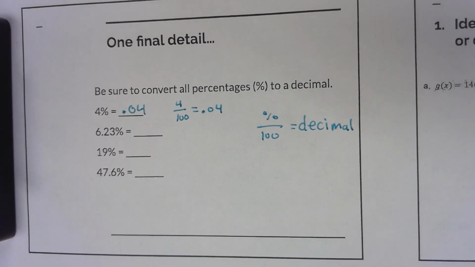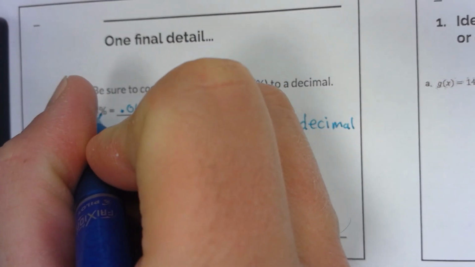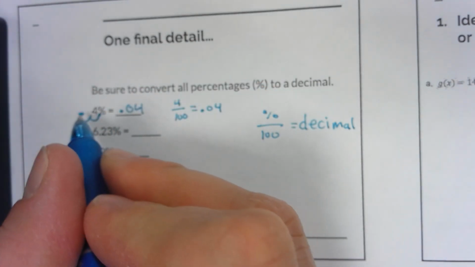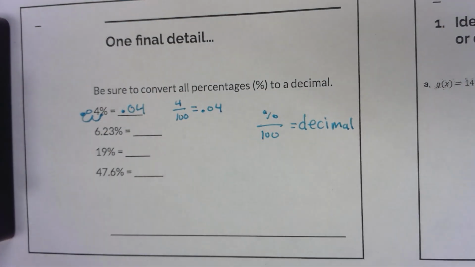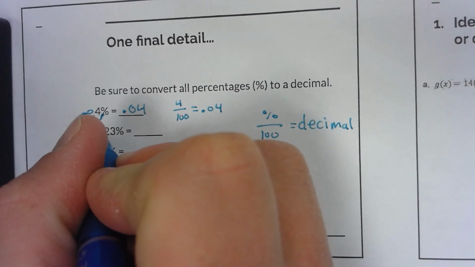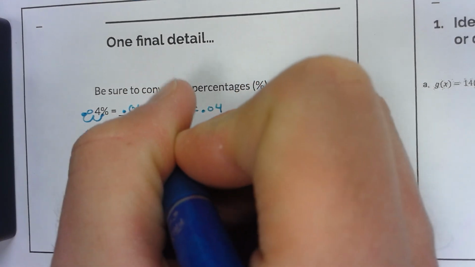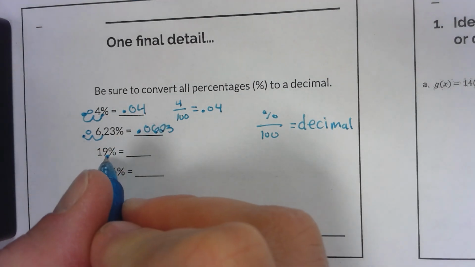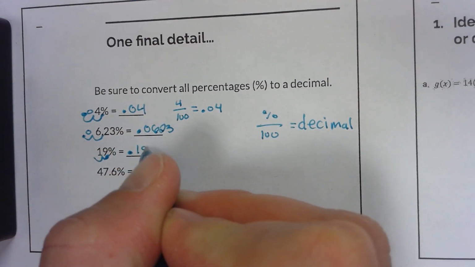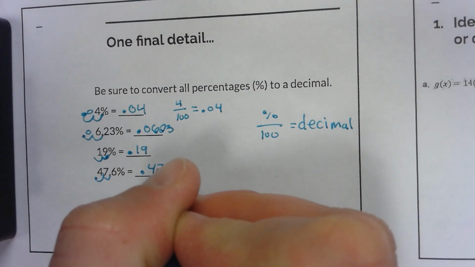And a quick way to do this is I'm just moving the decimal place. When you divide by 100, that has you moving the decimal place 2 to the left. So if I move that 2 to the left, I have this gap right here. I'd throw in a 0, giving me that 0.04. Okay, 6.23, if I move the decimal 1, 2 to the left, I get 0.0623. 19, if I move that decimal to the left, 1, 2, I get 0.19. And then 47.6, 1 to the left, I get 0.476.